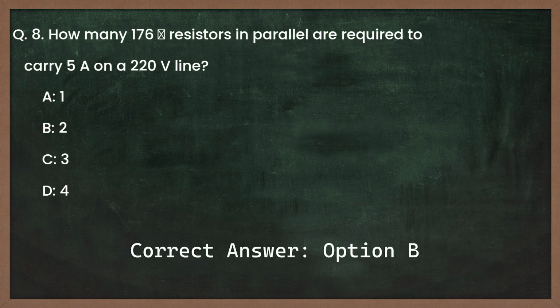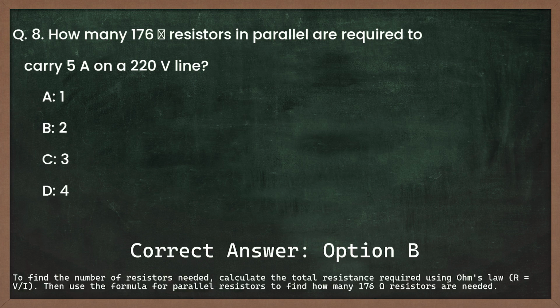The correct answer is option B, which is 2. To find the number of resistors needed, calculate the total resistance required using Ohm's law, R is equal to V by I. Then use the formula for parallel resistors to find how many 176 ohm resistors are needed.